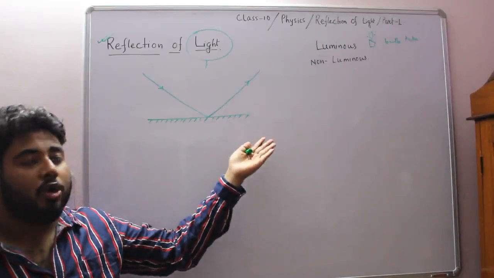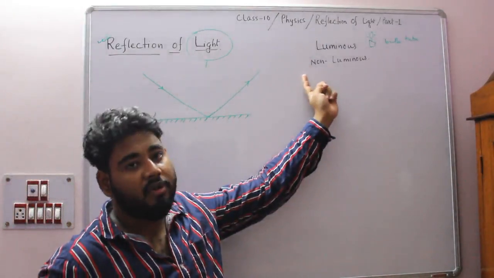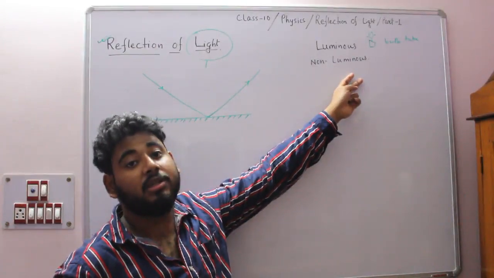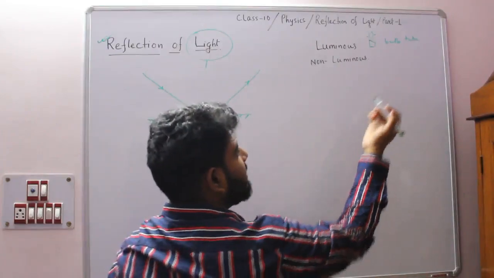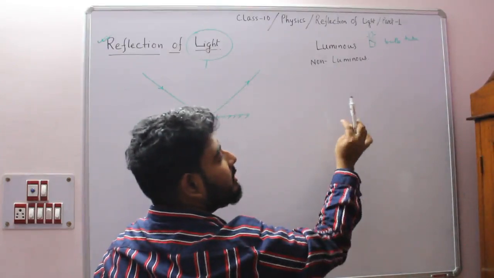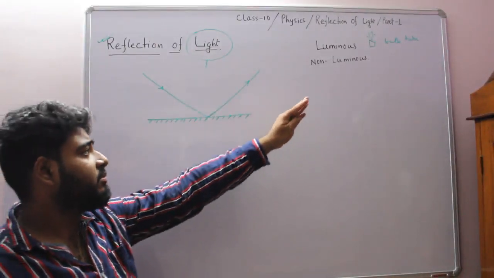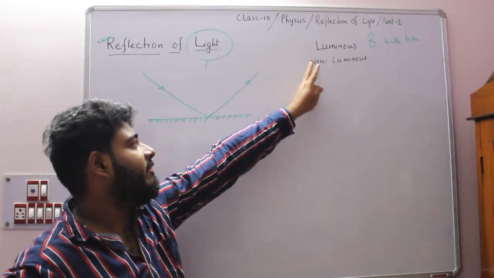And similarly, what is a non-luminous object? It is very understandable from the term itself, non-luminous. That means those substances which do not produce light or do not emit light. This is called a non-luminous object. For example, this marker can be a non-luminous object. This board can be a non-luminous object. So this is very clear from these two definitions.